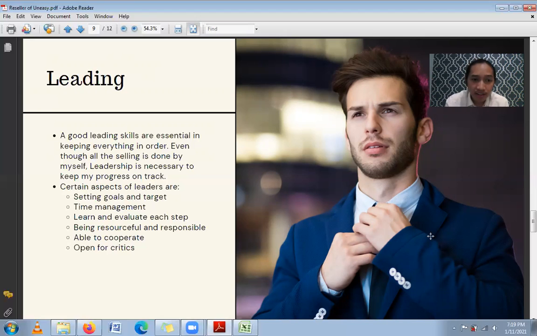And as you can see, there are certain aspects of leadership which are very crucial: setting goals and targets, time management, learning and evaluating each step. Those are very important aspects. Being resourceful and responsible, of course. A leader needs to be dependable, even when working alone. We need to set our goals and keep our progress on track, so we may have progress and achieve something.